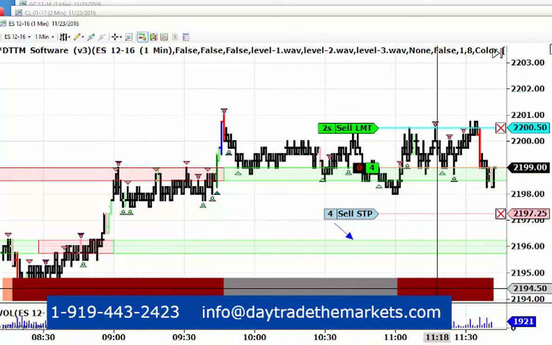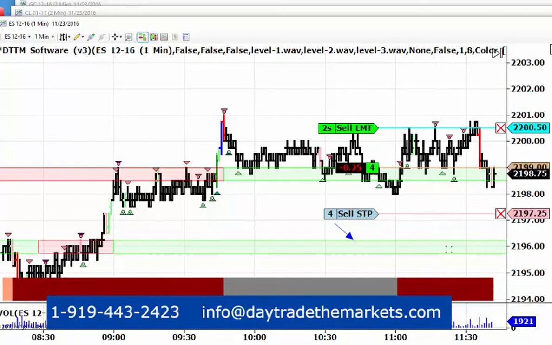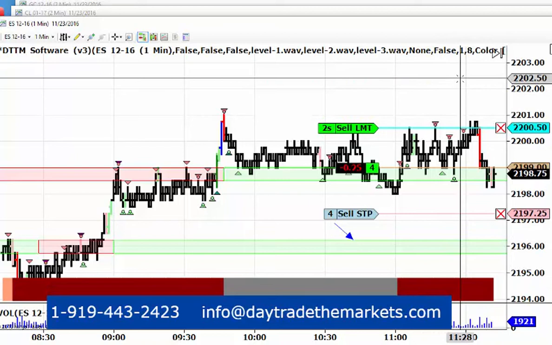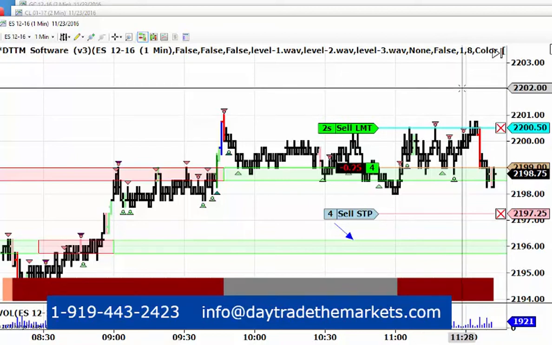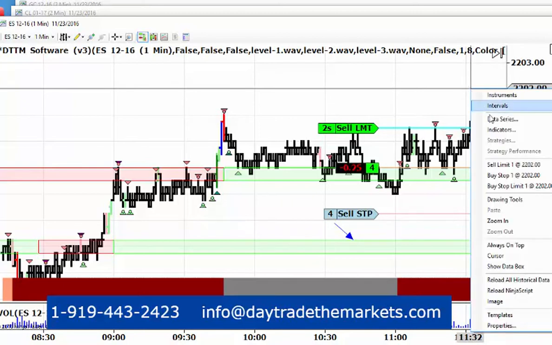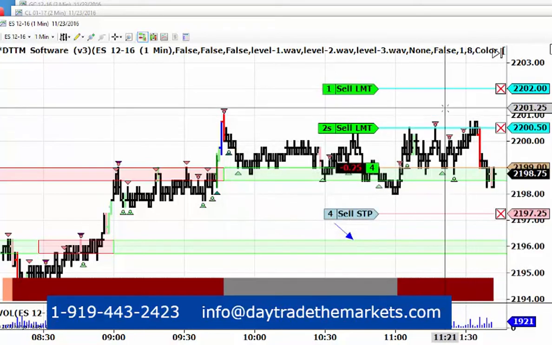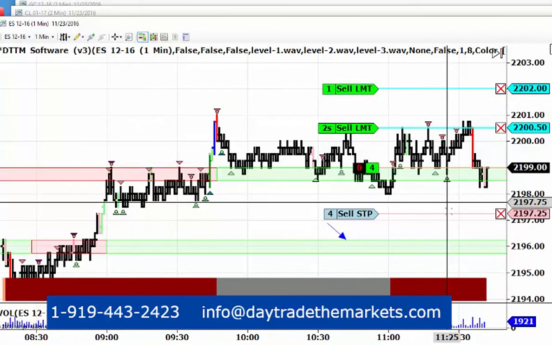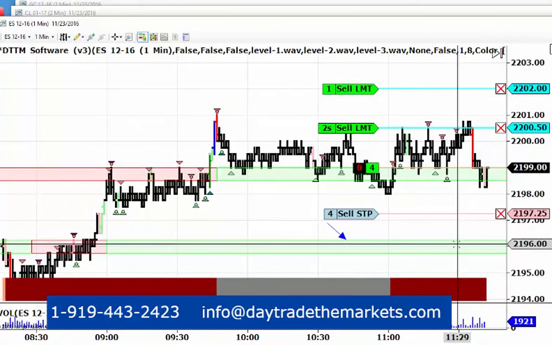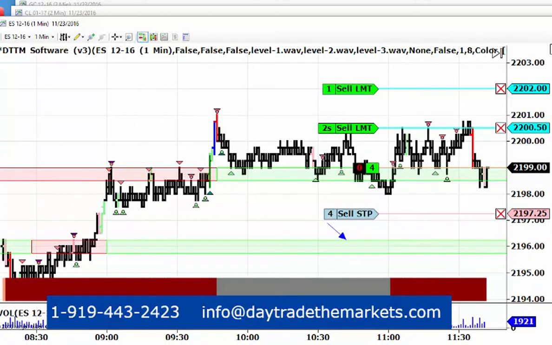2200.50, which gives a 1.5 profit on our first objective. Still think the market can get up there around the 2203 mark. So in that case, I'm going to sell one up here, I think at 2202. So I'll put a sell limit in right there. So just want to bring you up to date on the status of this trade right now. So once again, I'll go ahead and pause the recording.